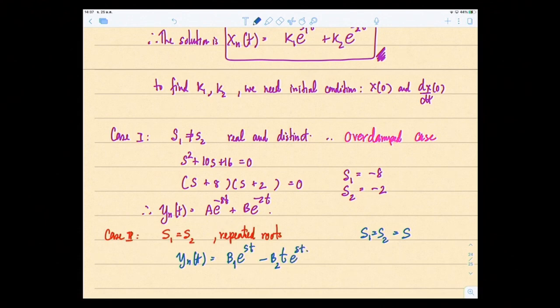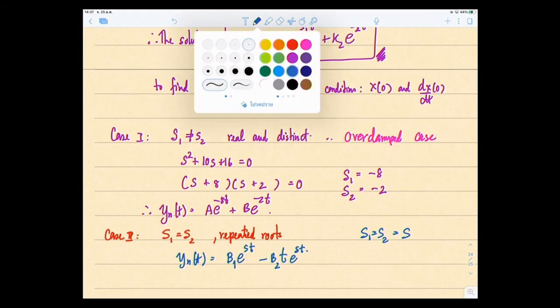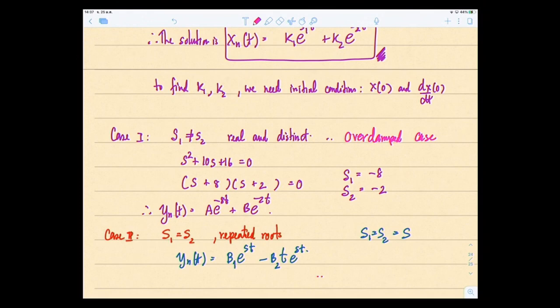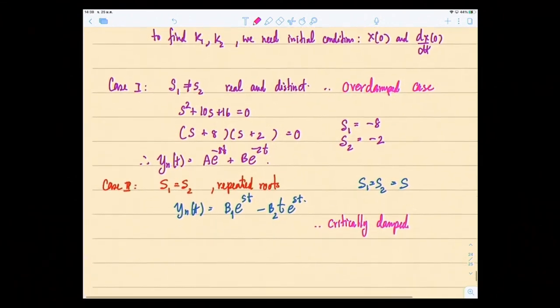So this is the second case, and it is called critically damped. Okay, critically damped. Okay, then the last one, case 3.